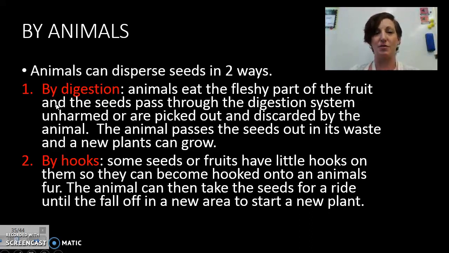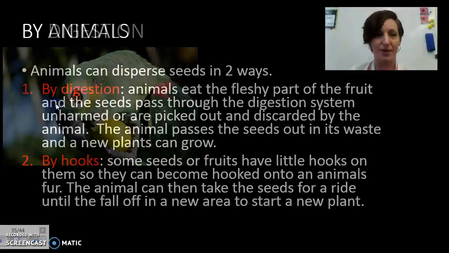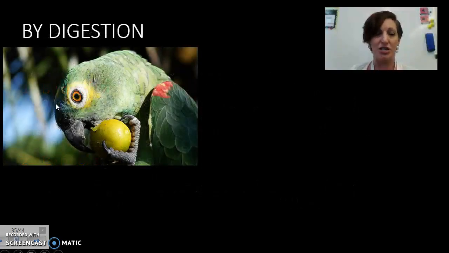Seeds can be dispersed by animals by hooks. So some seeds or fruits have little hooks on them so they can become hooked into an animal's fur. The animal can then take the seeds for a ride until they fall off in a new area and start a new plant. So let's have a look at digestion.